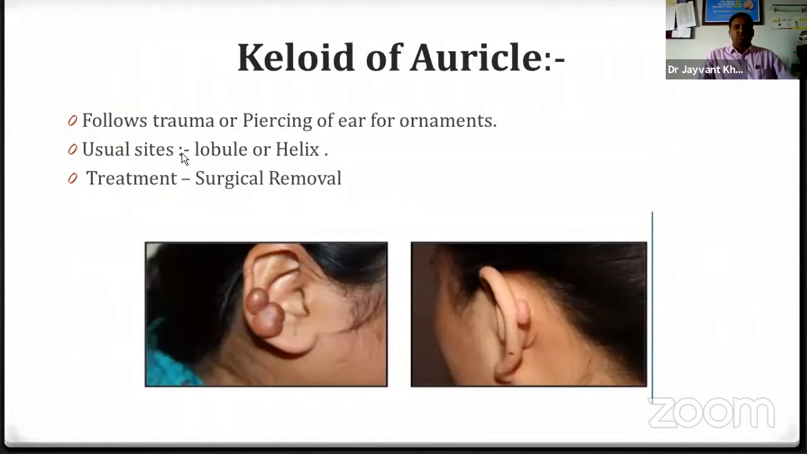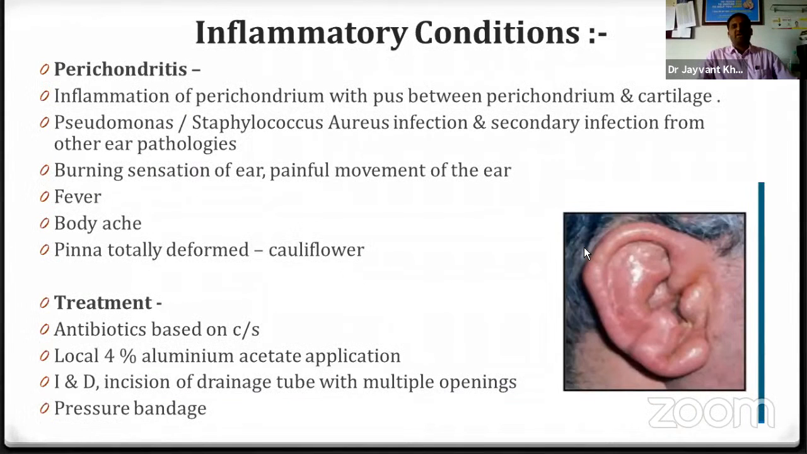Keloid follows trauma or piercing of the ear for ornaments. You can see in this picture, due to ornaments or piercing of the pinna, lobule, or auricle, a keloid will form. The usual sites are the lobule and helix. Treatment: surgical removal. Okay. Inflammatory conditions: perichondritis.